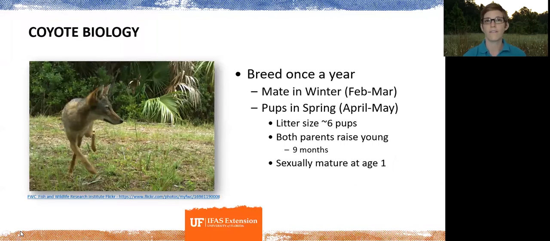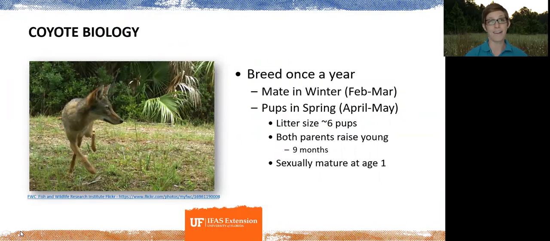So in terms of more biology and breeding, they breed once a year and they will mate in the winter time. So that's more or less already happened in Florida, and then they have about a 2-month gestation period, so pups will come out in the spring. So right about now is when the pups will emerge.